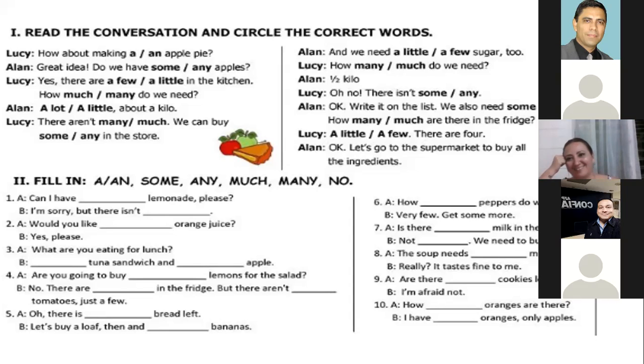How about making an apple pie? Great idea. Do we have any apples? Yes, there are a few in the kitchen. How many do we need? A lot. About a kilo. There aren't many. We can buy some in the store.